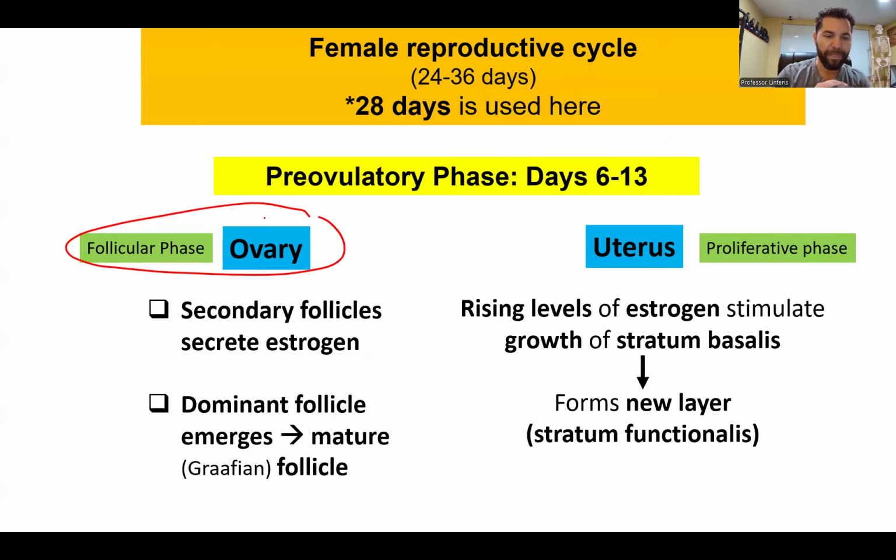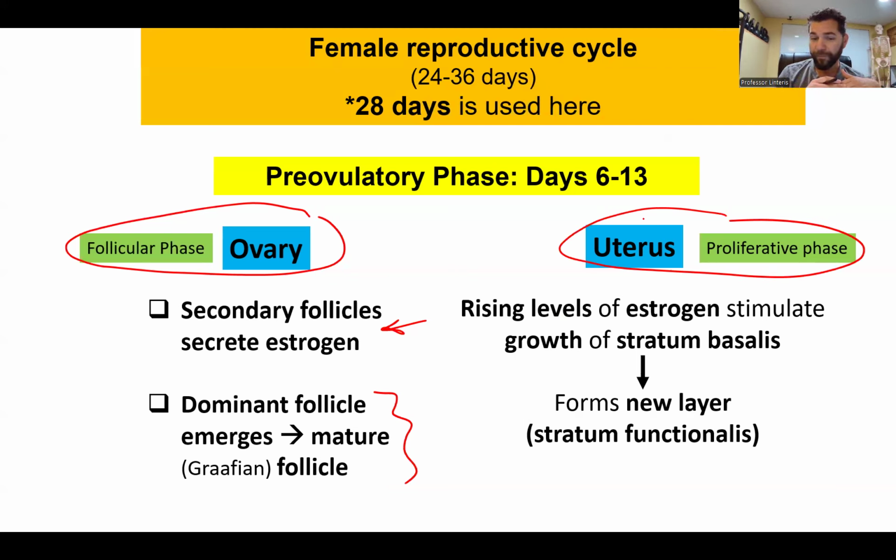What's happening in the ovary? The follicular phase. What does that mean? Follicles are growing. We have secondary follicles. They start to produce estrogen. The mature follicle is chosen. Call it a Graafian follicle. Estrogen levels start increasing because obviously the secondary follicles are making it. If you remember those theca cells. What's happening in the uterus? Proliferation, right? The rising levels of estrogen cause the growth of that stratum basalis, getting thicker, preparing. And we have that stratum functionalis, which we start to see, right?